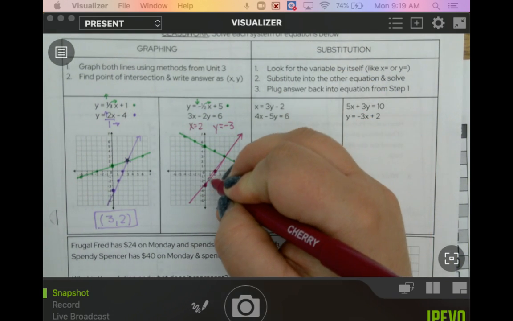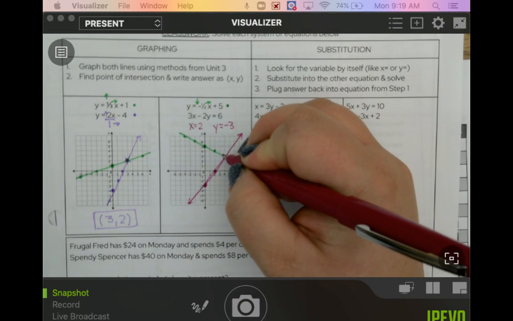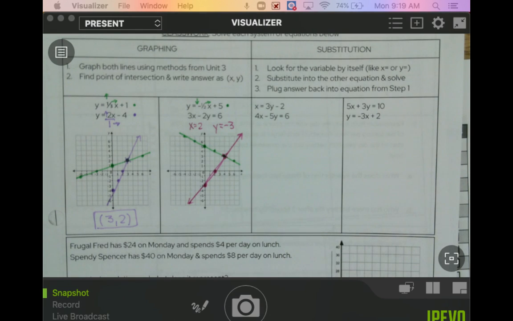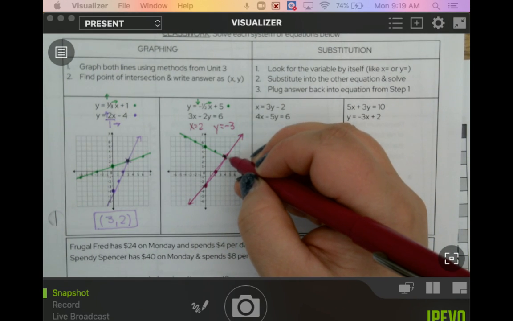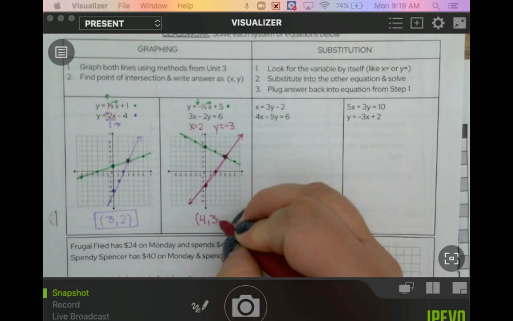This is straight lines again. And my answer is right here. That's over 4, up 3. The x value goes first, like that.